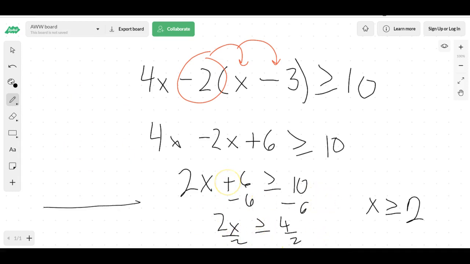Now what we'd want to do is graph this. I pick 2, and I want to pick numbers that are bigger than 2. And I want my dot to be filled in because I have a line underneath. So that would be my graph. Let's try the next one.